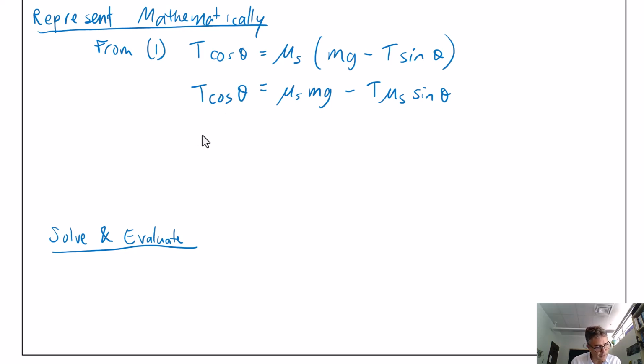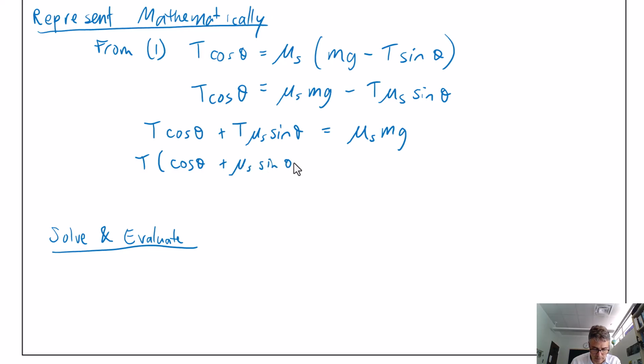Now we're going to gather all the terms that have t on one side of the equation. So I've got t cosine of theta plus t times mu sub s times sine theta equals the things that don't have t on them on the right-hand side, mu sub s times mg. Now we can pull out a factor of t on the left-hand side, and I've got cosine theta plus mu sub s times sine theta equals mu sub s times mg. We finally get an equation for tension, which is what we're trying to find. It's mu sub s times m times g, all divided by cosine of theta plus mu sub s times sine of theta.